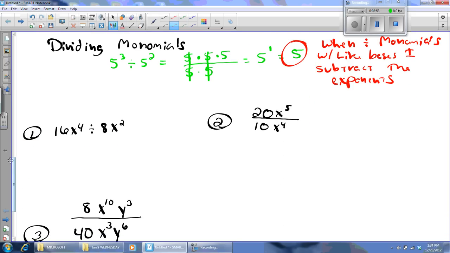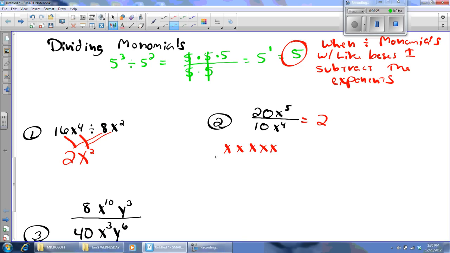So let's try that out down here. Let's go 16 divided by 8. Well, that's 2. X to the fourth divided by x squared is going to be x squared because 4 minus 2 is 2. If it's written this way, I simplify. 20 divided by 10 is 2. And then we have x to the fifth over x to the fourth.